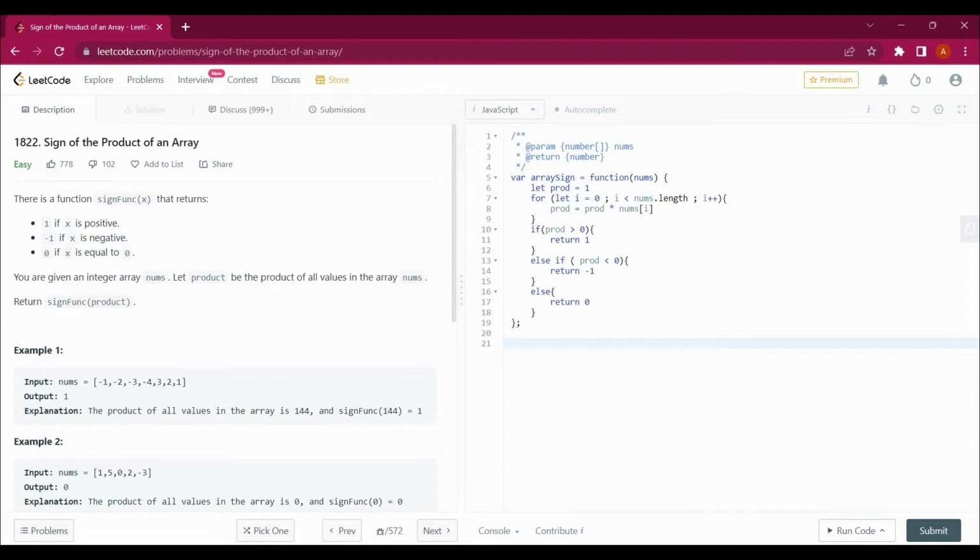I have created three conditions here where I am saying that if it is greater than 0, then return 1. If it is less than 0, then return -1, which means it's negative, and if it is equal to 0, it means some value was 0. If you haven't understood this concept, let me explain it to you again: positive multiplied by positive gives us positive.